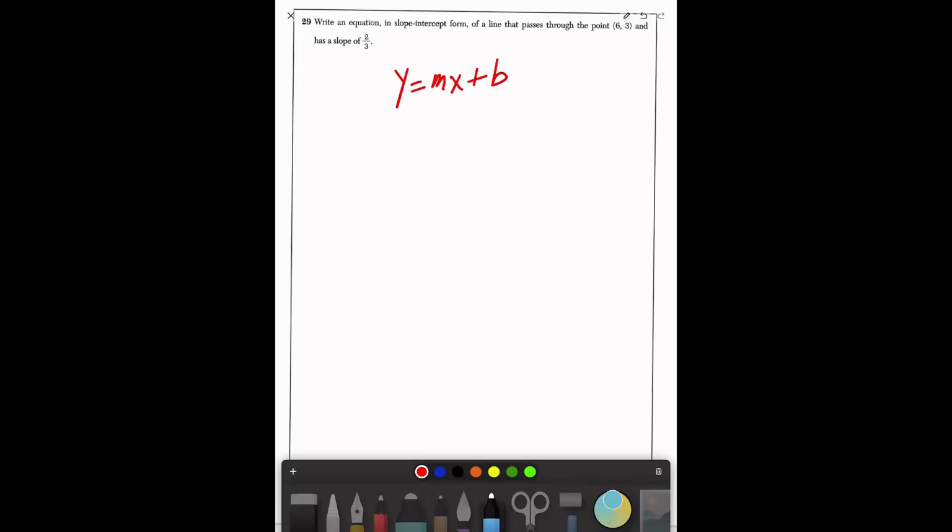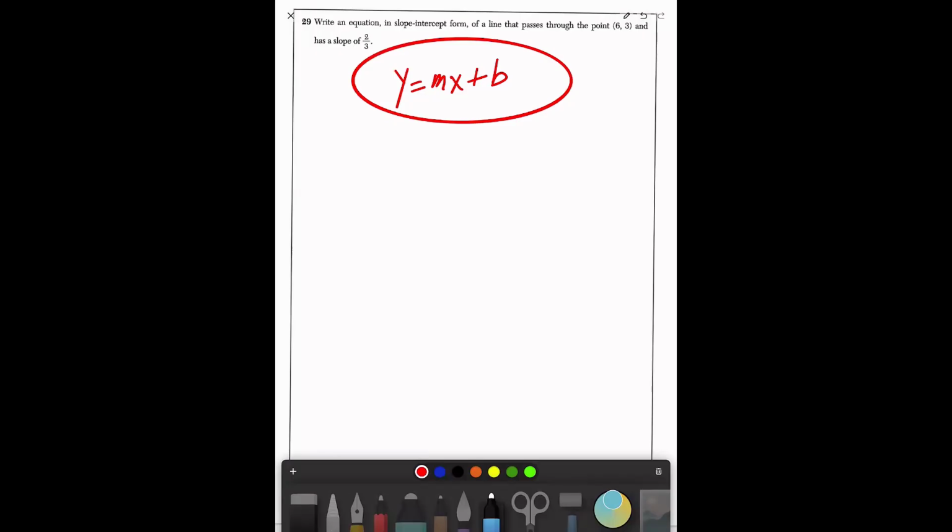Basically, they've given us a point and the slope, and they want us to come up with the equation, and they want it in slope-intercept form. I wrote this on the paper because this is what we need to get to. Now, if you know how to use the formula or this equation, it's easy to find the equation.